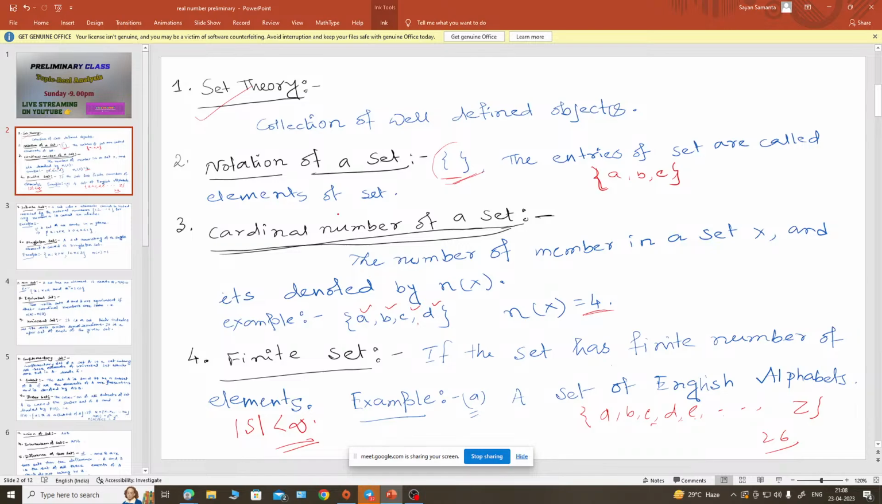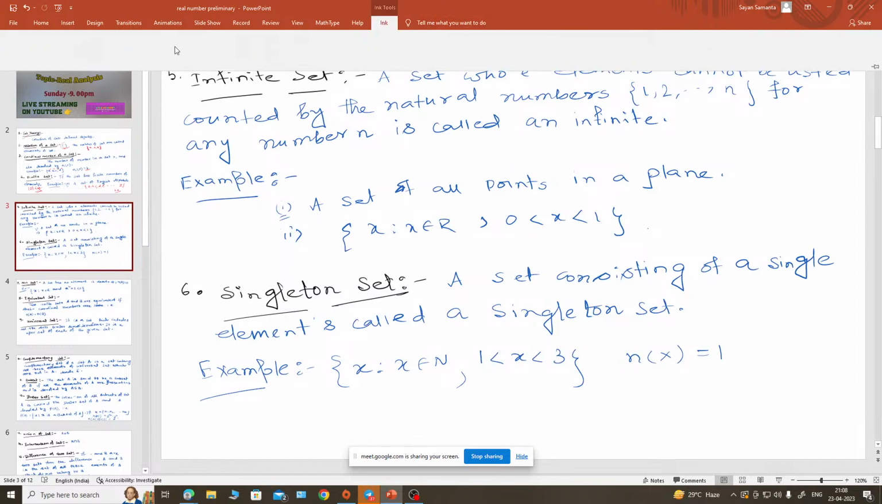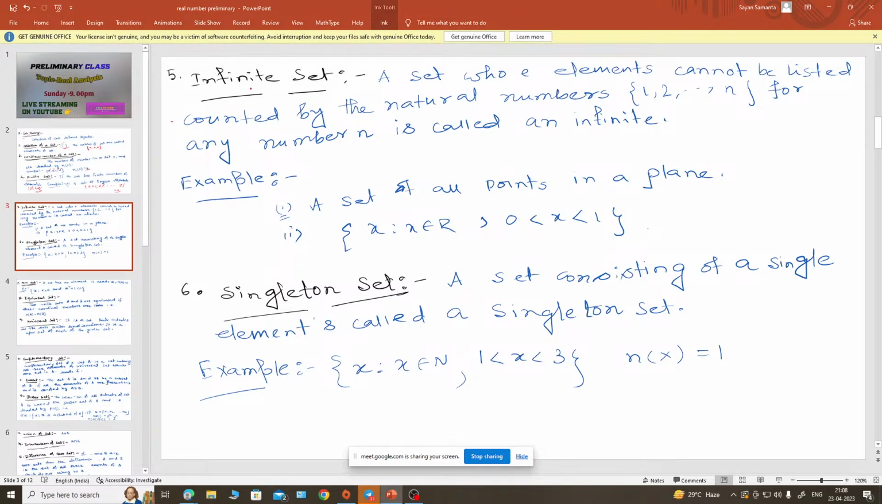Okay. Now go to the second page. Second page, infinite set. So what is an infinite set? A set whose elements cannot be listed or counted by a natural number. Not a finite set, that is an infinite set. 1, 2, 3, 4, 5, 6, and so on. A finite number of elements is called a finite set, and this is not countable, so that is an infinite set.